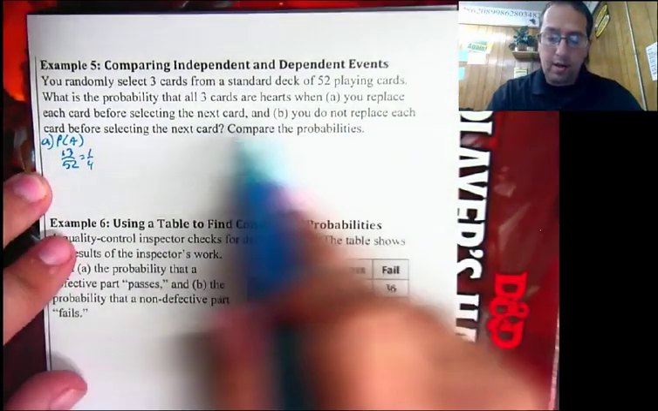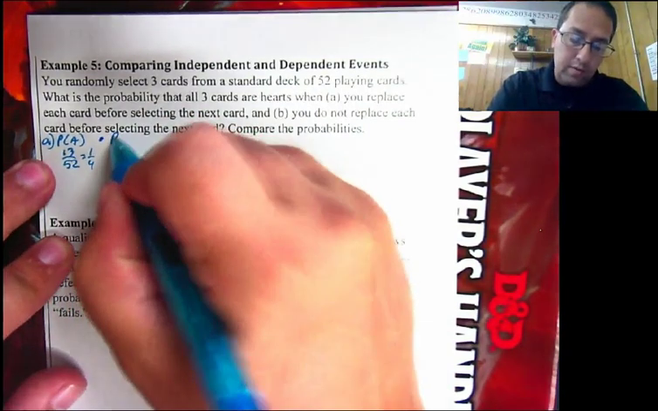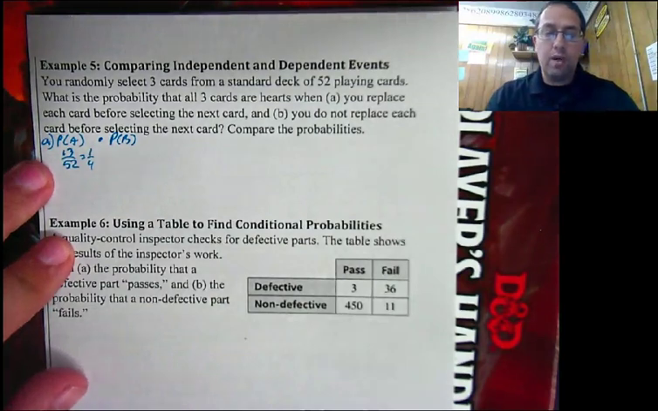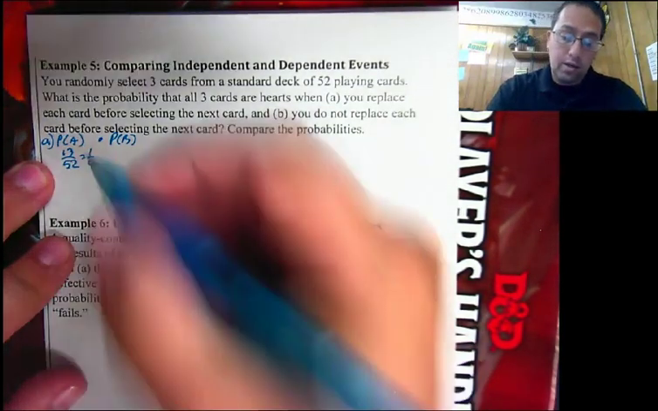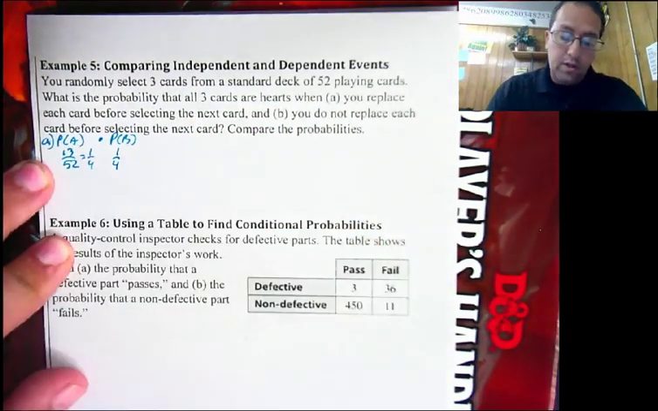Now we're going to put that back because we're going to replace it, and now the probability of the second one, probability of event B, is I get another heart. Well, how many hearts are there in the deck? 13 still, right, because I put the first one back. So 13 out of 52, which is 1/4.